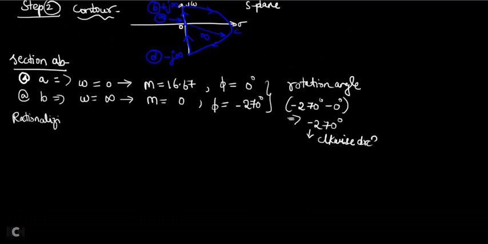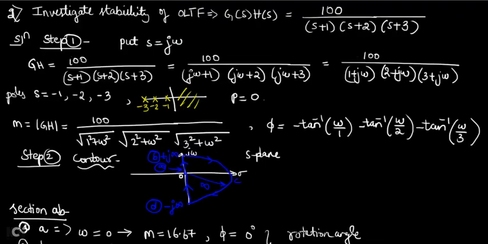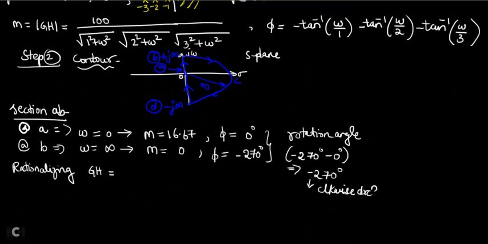Rationalizing G into H. What is G into H given as? 100 divided by 1 plus j omega, right? So 100 divided by 1 plus j omega into 2 plus j omega, and then one more term, 3 plus j omega.